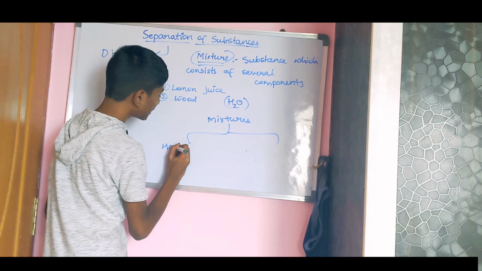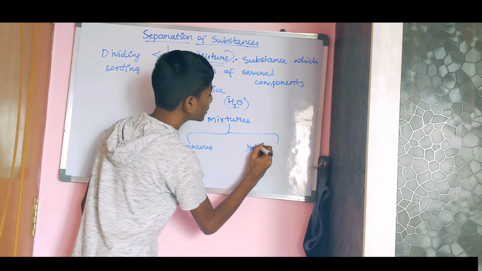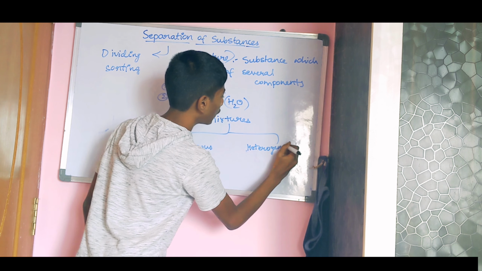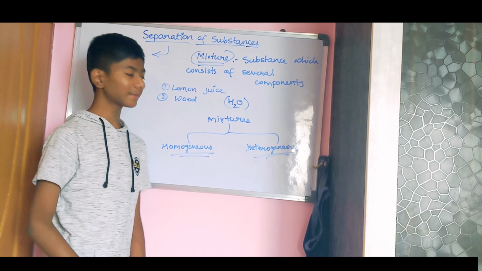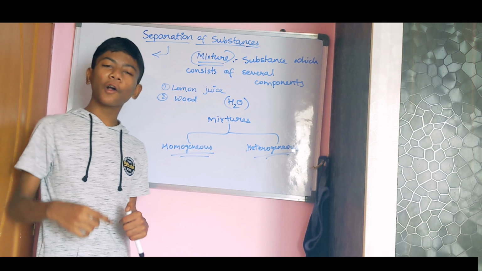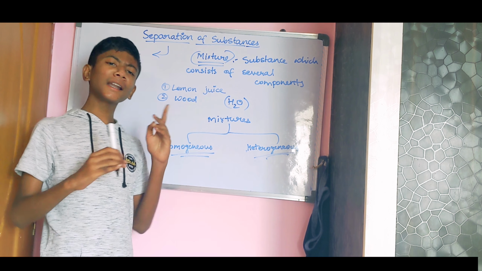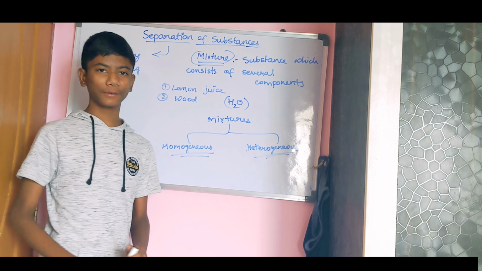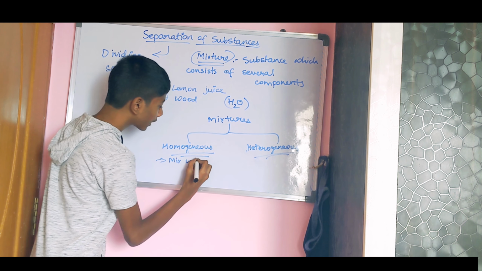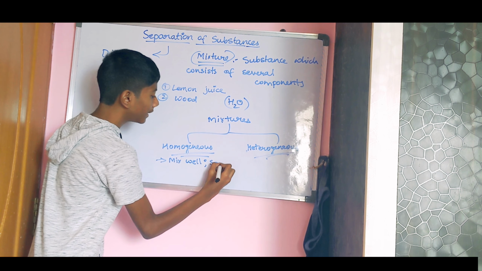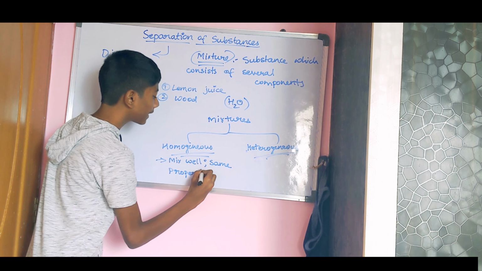One is homogeneous mixture. Next one is heterogeneous mixture. What do you mean by the term homogeneous and heterogeneous? Homogeneous mixture, a mixture in which all the components mix well, spread evenly, and all components are of same properties. I will write here. Mix well, are of same properties, and spreads evenly.